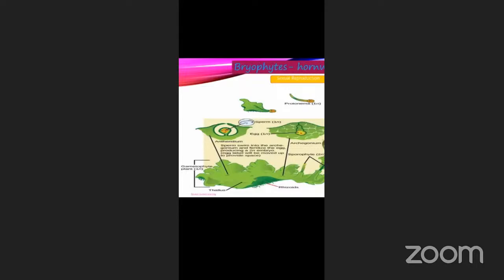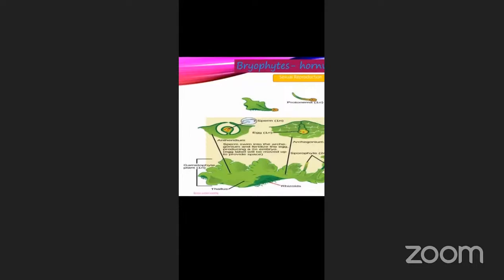Clear? Protonema is only observed in the gametophyte of the bryophytes. In algae and fungi, we cannot see the protonema. Hello, clear? Is it audible? Yes, sir. Thank you. So here, the protonema is observed.